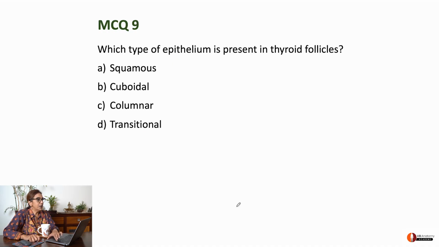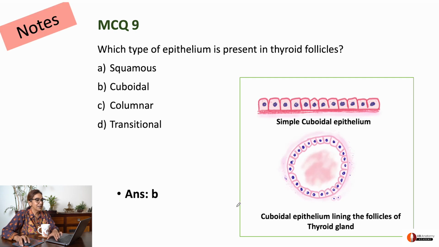MCQ 9. What type of epithelium is present in thyroid follicles? I don't need to tell you that, I know you know. But anyway, simple cuboidal epithelium, B is the answer. Take a look at this image. This is a thyroid follicle.